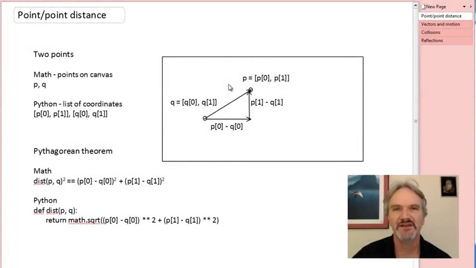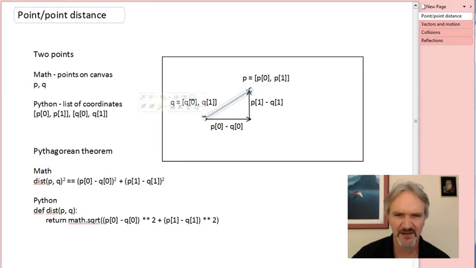Let's start by computing the distance between a pair of points on the canvas. You won't use this directly in Pong, but you'll certainly use it in Asteroids when you have to, for example, compute the distance between a missile and a rock. It'll also help us get into a vector mindset that we'll need for both Pong and Asteroids. Okay, the starting point is going to be a pair of points on the canvas.